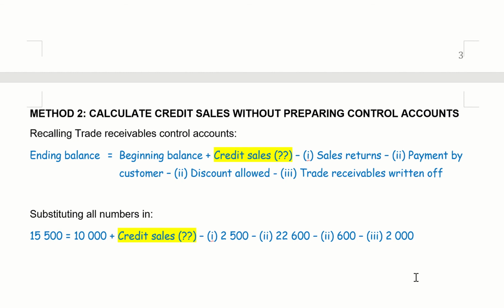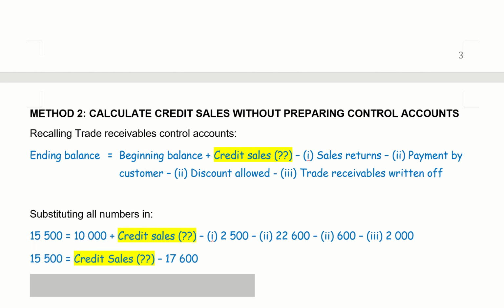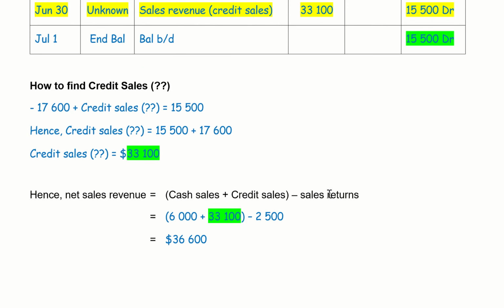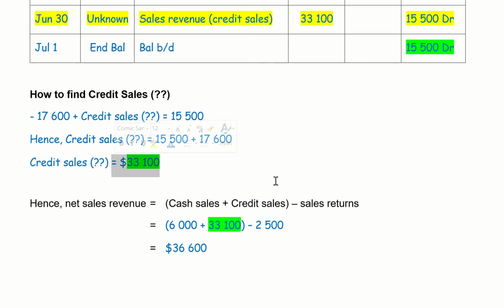My sales return, I put in the number. Payment by customer, I put in my number. Discount I put in my number. Trade receivables written off, I put in my number. Alright? And then basically it's an algebra problem. You are going to find the unknown, and the unknown is your credit sales. Right? Unknown is credit sales. After you rearrange the formula a little bit, you find out your credit sales is 33,100, which is exactly the same answer if you prepare a ledger.